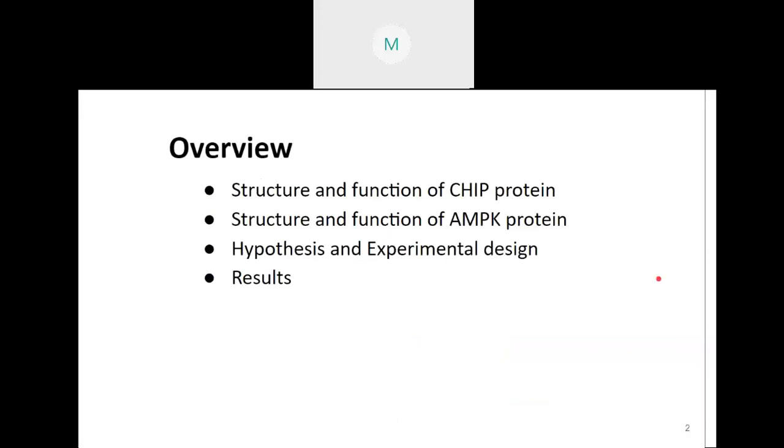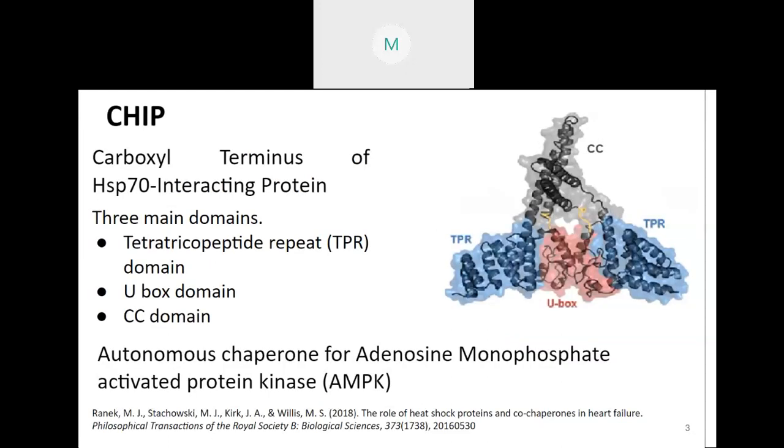This is my overview. I am going to introduce the structure and function of CHIP and AMPK proteins, and then hypothesis and experimental design. After that, results. Let's look at CHIP protein. That is a long term, carboxyl terminus of HSP70 interacting protein. It is a multifunctional protein.